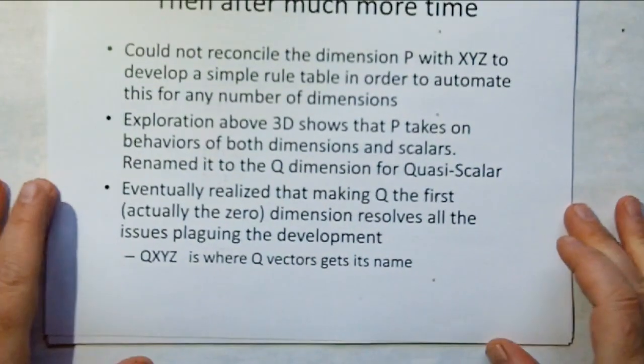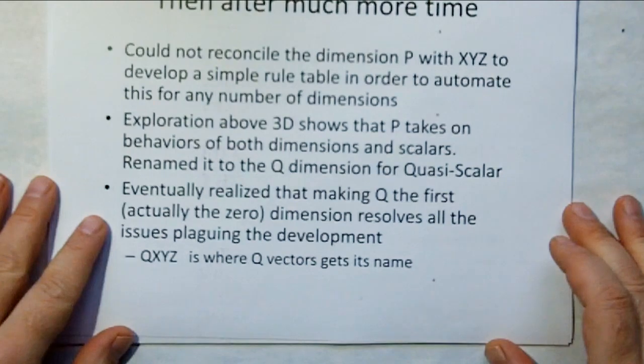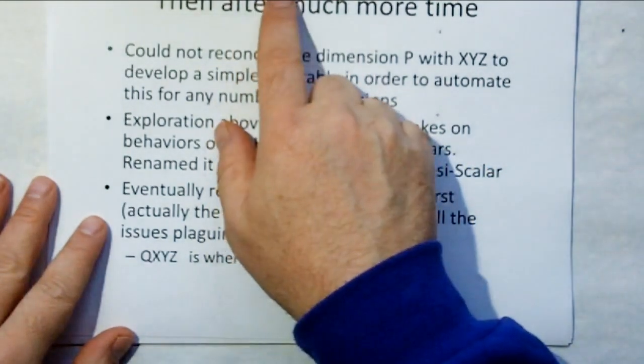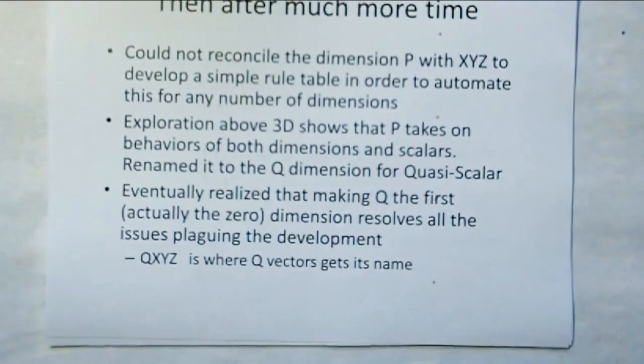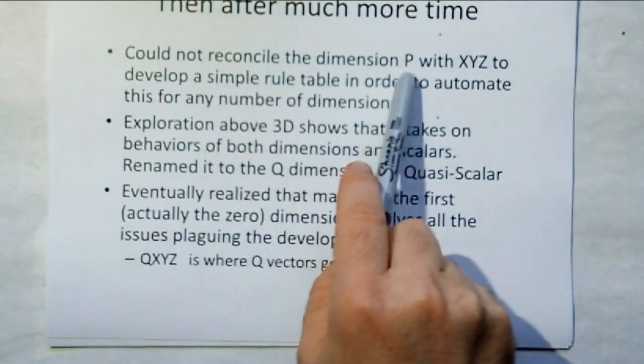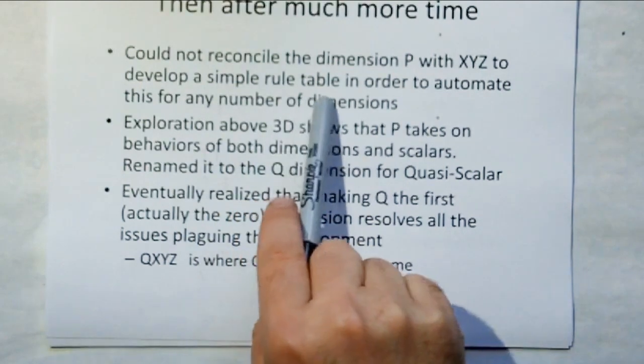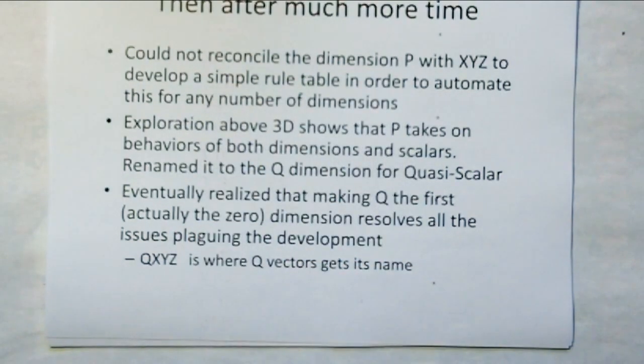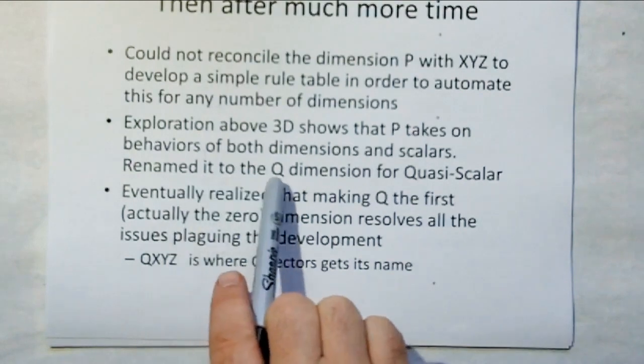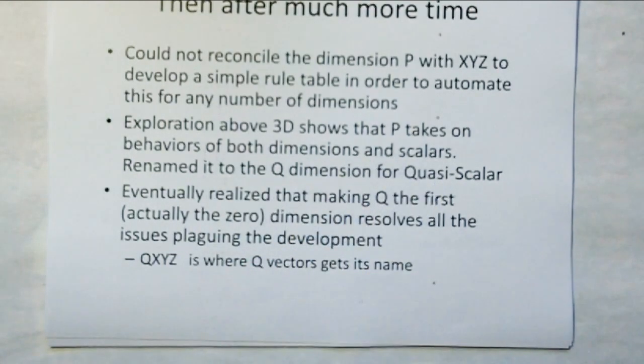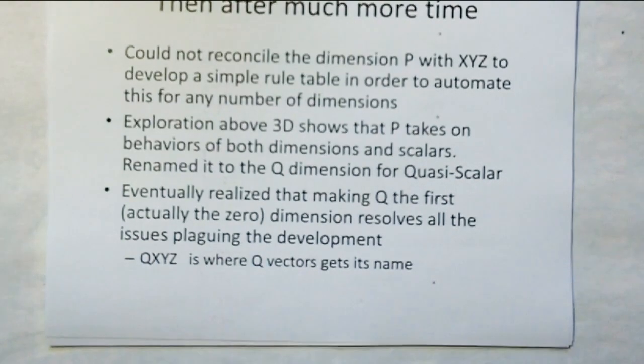So this is one of the pages from the Q Algebra. It's video UQ104. It says: could not reconcile the dimension P with X, Y, Z to develop a simple rule to automate this for any number. The explanation above shows that P takes on behaviors of both dimensions and scalars, and renamed it to the Q dimension for quasi-scalar. This I was never happy with because it's ambiguous. It was a way to get to an end, but I was never really truly happy with it.